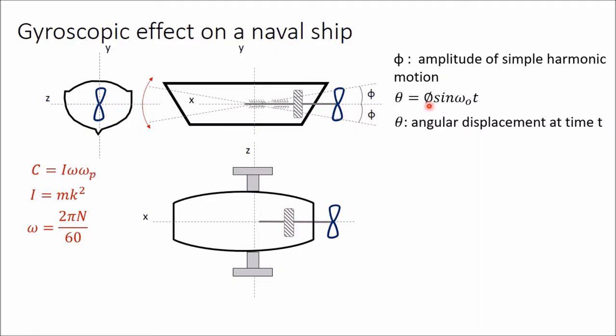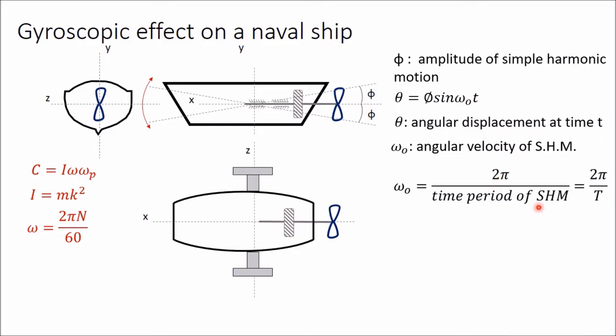So this is the maximum displacement, that is amplitude, and omega o is the angular velocity of simple harmonic motion, and it is calculated as 2 pi divided by the time period of SHM. So what is time period? Now you can see that this x-axis is moving upward, reaching the maximum position. Then it comes down to the lowest position, and then again it reaches its mean position. So this is called one complete cycle. The time taken to complete this one cycle is called the time period of simple harmonic motion. From that time period you can calculate omega o, the angular velocity of simple harmonic motion.